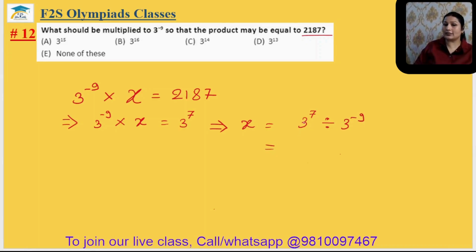Since it is division, powers will be subtracted. So 3 to the power 7 minus minus 9, that is plus 9, gives 3 to the power 16. The answer should be 3 to the power 16, that is in option number B. So the 12th answer is option B.